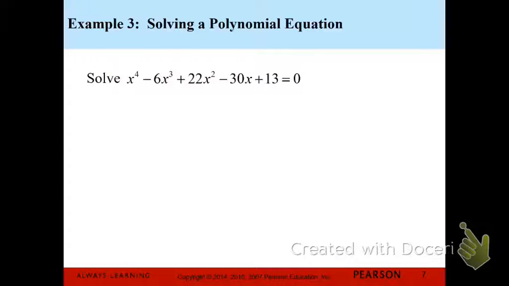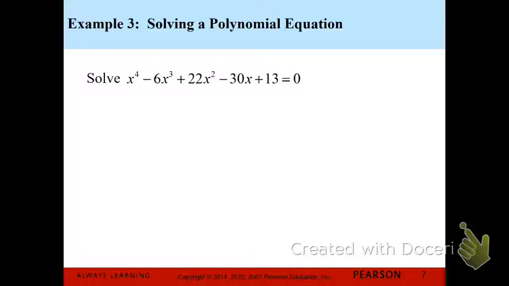All right, so let's solve this problem. Now, how many solutions, zeros, x-intercepts, roots, whatever you want to call them, am I going to have total? 4. Can we factor this one? No, there's 5 terms. We don't know how to factor 5 terms, do we? So we don't have a chance of factoring on this one.